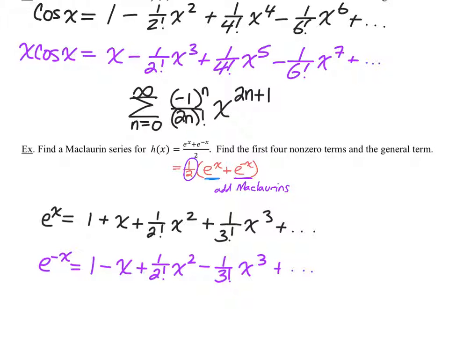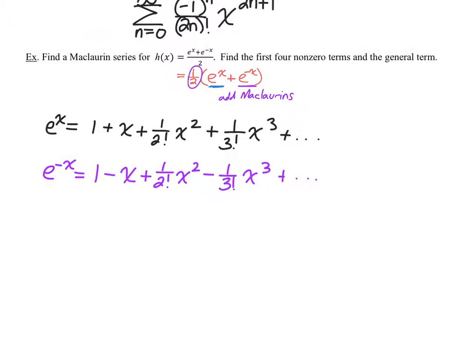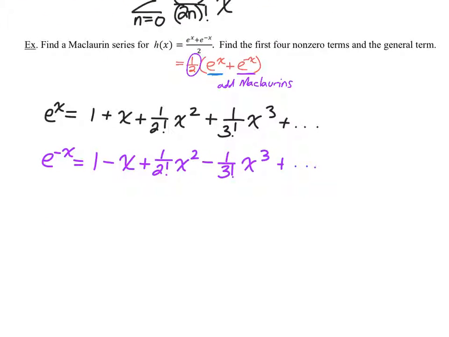All right, now before you go too crazy and try to come up with a rule for that, you say, well, it's alternating, so let me come up with a rule for that. You don't need to do that yet, because I need to add my Maclaurins first. And once I do that, I'll take stock of the situation, see where I'm at. And then I still have to divide by 2. So e to the x plus e to the negative x.